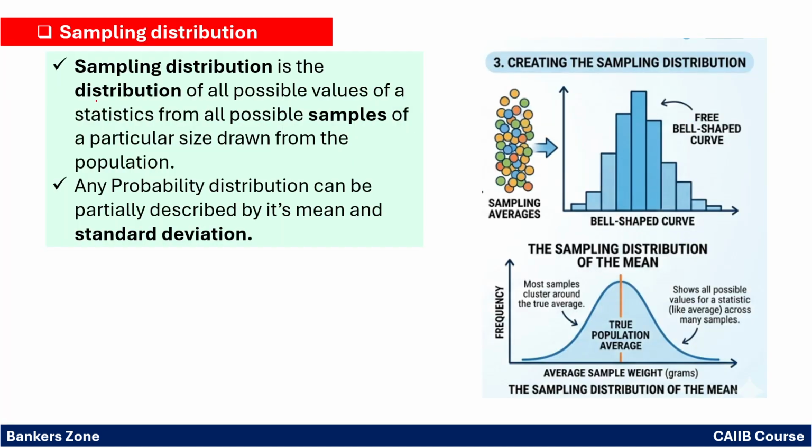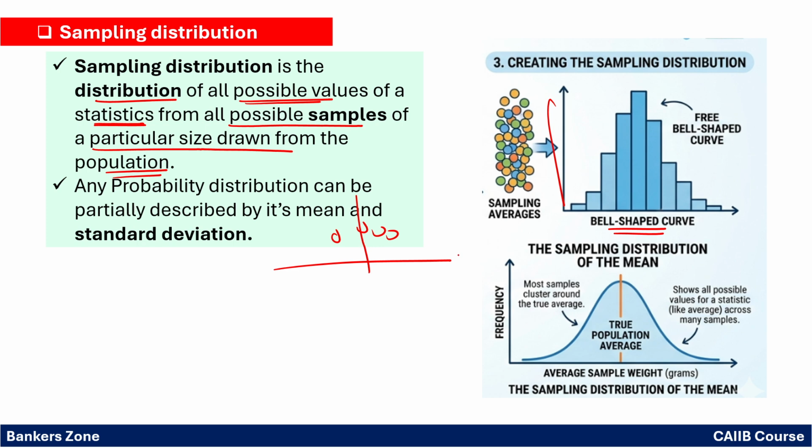It is nothing but the distribution of all possible values of the statistic from all possible samples of a particular size drawn from the population. If we distribute the sample against the frequency or the probability, we will get the sampling distribution. Sampling distribution means simply we are distributing the samples, right? And from that we are able to know how many samples are at the right of the mean, how many samples are at the left of the mean, right?